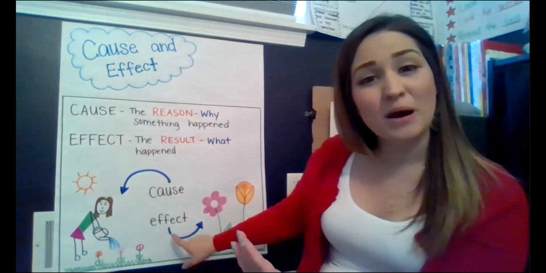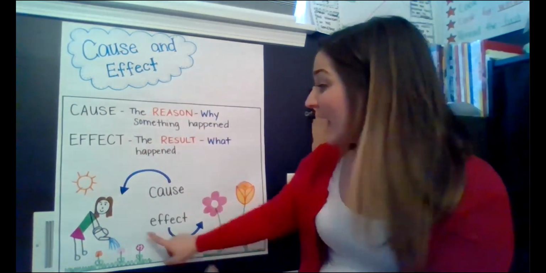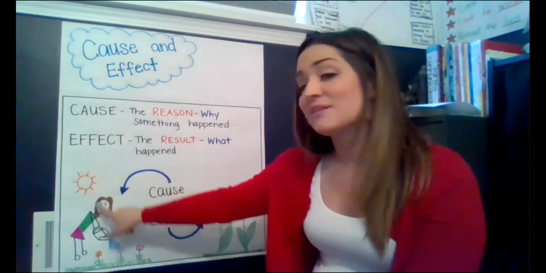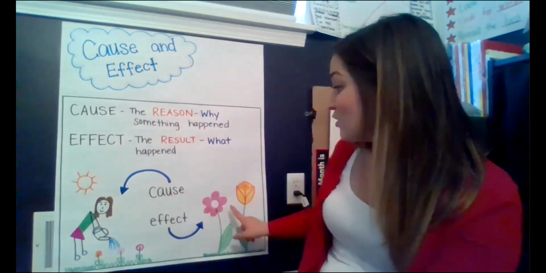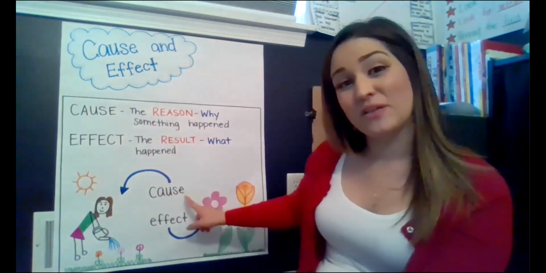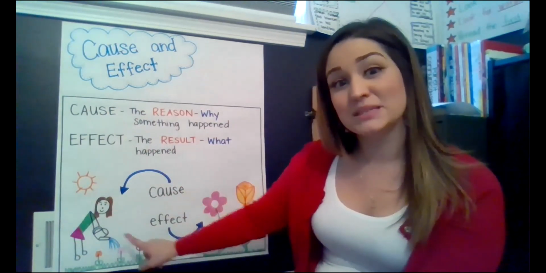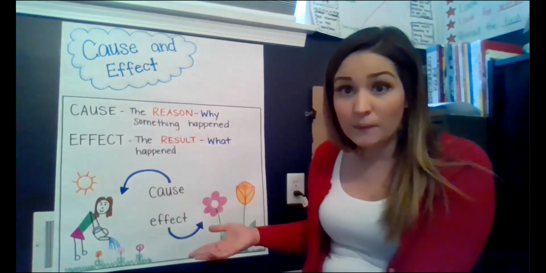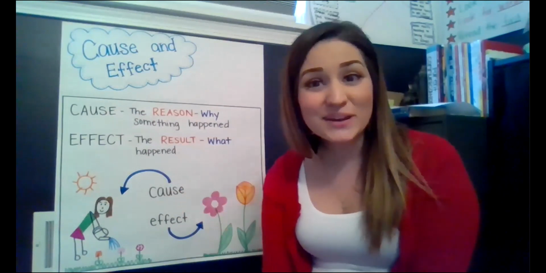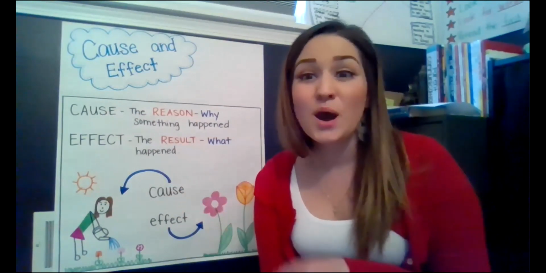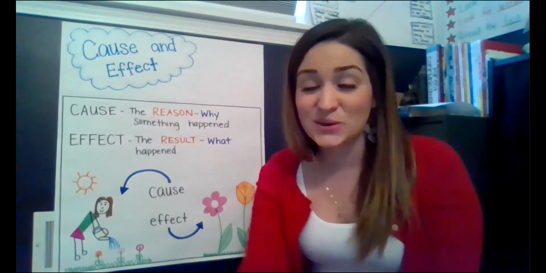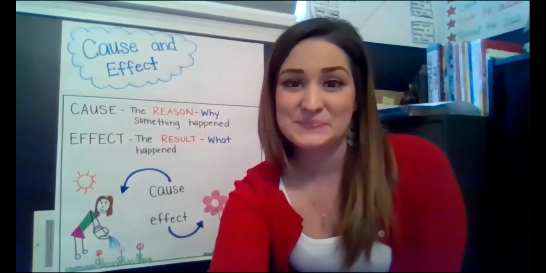So I like to think about watering flowers. When I water flowers and I give them sun, they grow. So the cause of the flowers growing is watering them and giving them sun. The effect is that they grow. So I have a quick video to review cause and effect with us before we practice this skill today. So go ahead and watch that next.